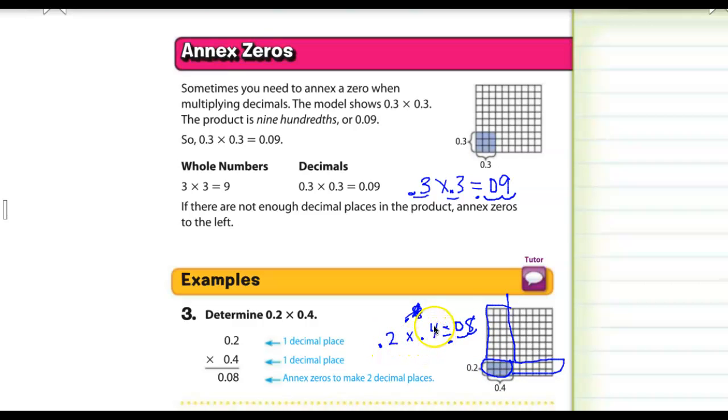and 4/10. 4/10 is like 4 dimes, 40 cents. 2/10 is like 2 dimes, and what you're left with is a value of 8 pennies. So multiplying by something smaller than 1 will give you a product smaller than the factors.